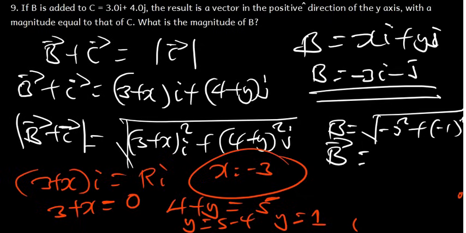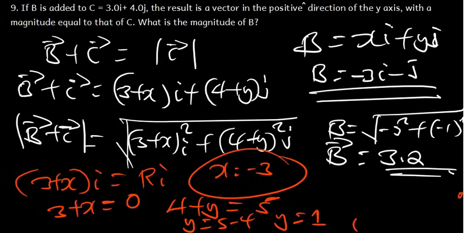In this case, the magnitude of B is going to be 3 squared plus 1 squared. Then we get the square root. So the square root of 10, which is going to be 3.2. So we can say that is 3.2. That is going to be the magnitude.